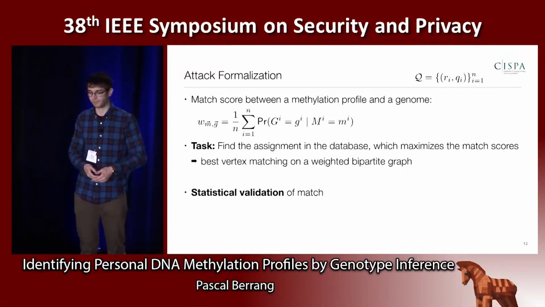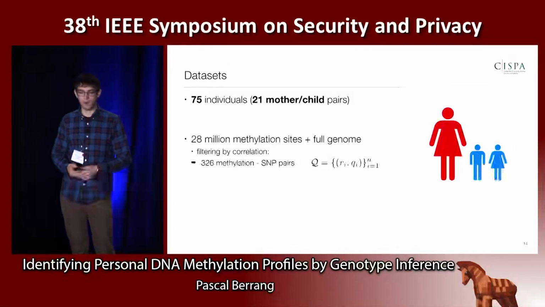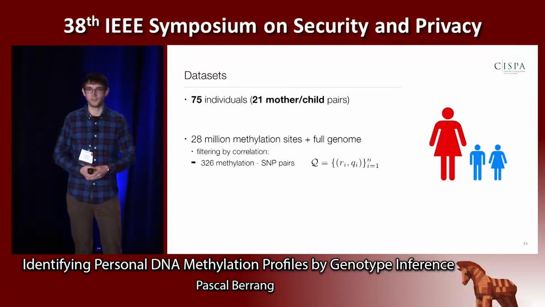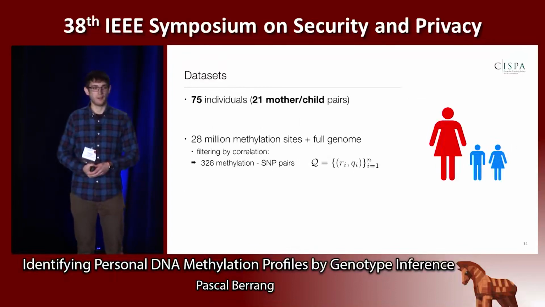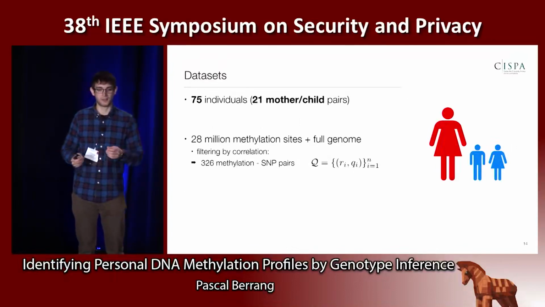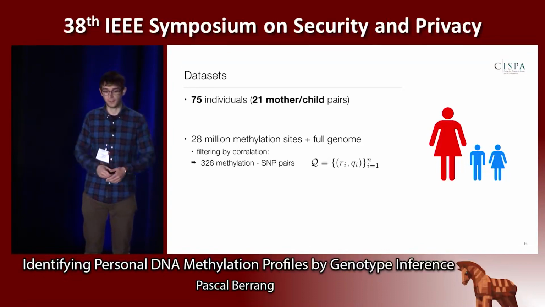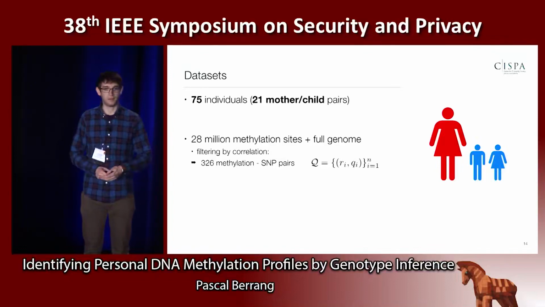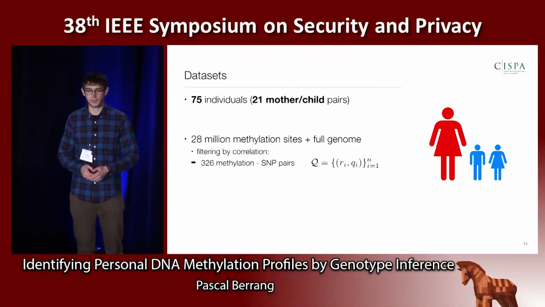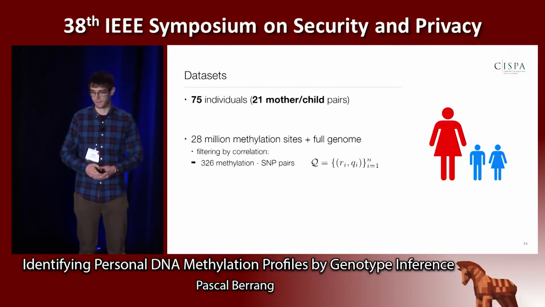We carried out this attack on a data set consisting of 75 individuals, and in those 75 individuals, there are also 21 mother-child pairs, so we also have some samples of really closely related individuals in there, which makes it harder for the attacker. And we have the full genome and also all methylation sites available, and after filtering for those positions that are highly correlated, we end up with around 300 of these pairs. Now let's have a look at the results we get.